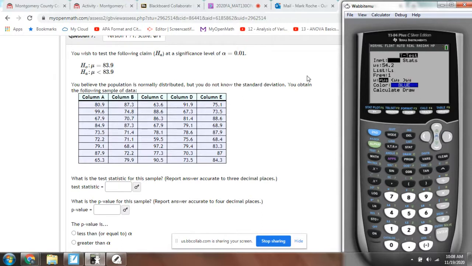So you'll put all the data. It's a pain, but I don't know how many there are, but you have to put all these in one column, one list.